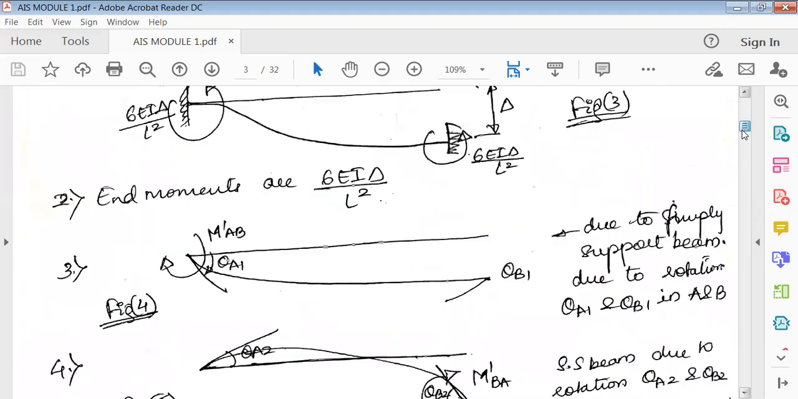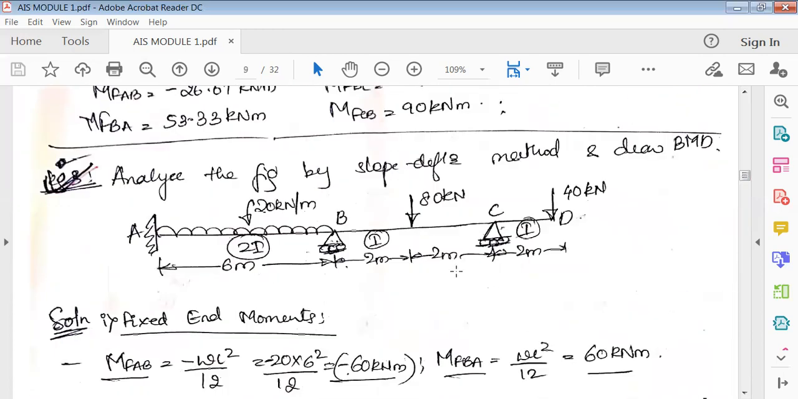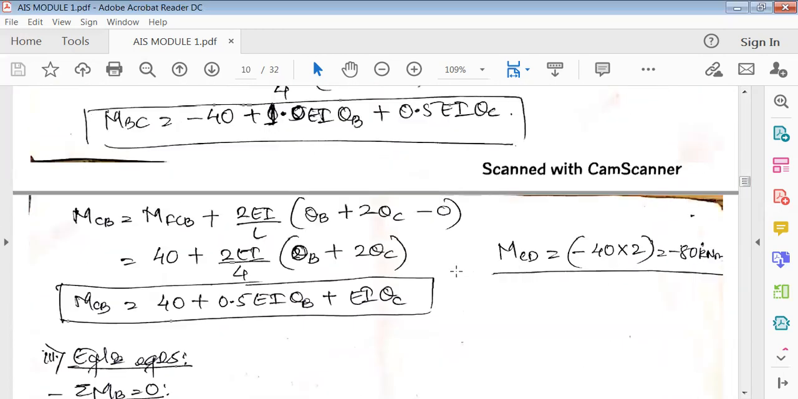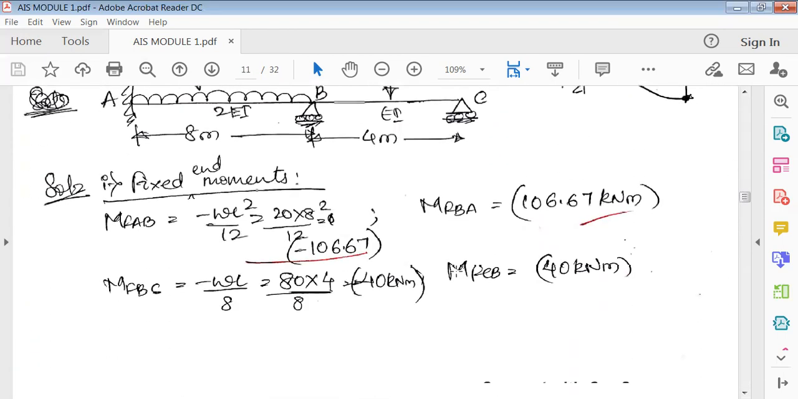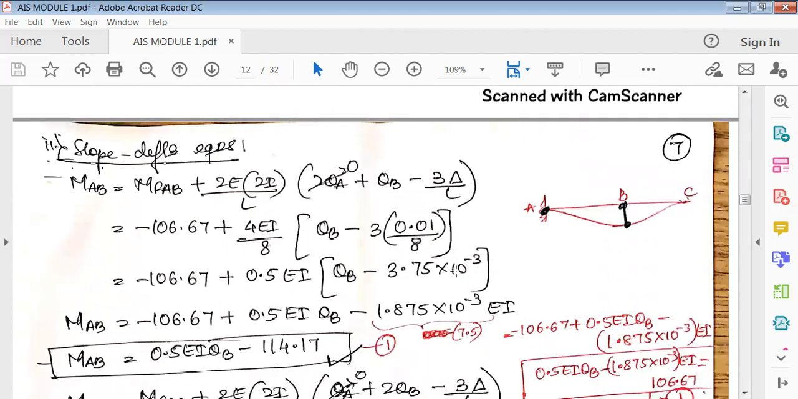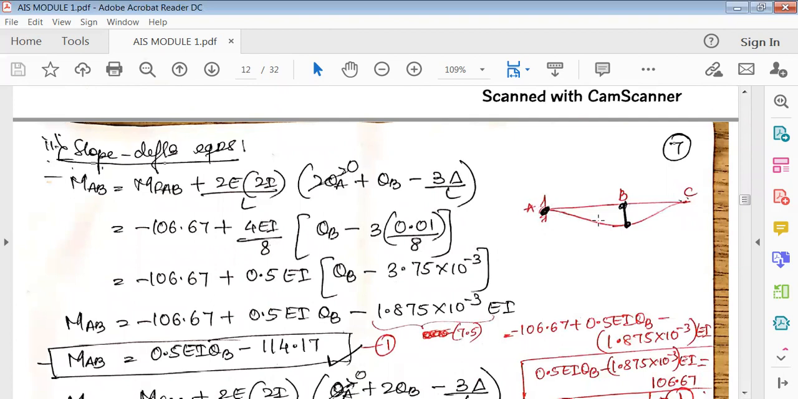Okay. All right. So with this, let us apply the same logic here. First MFAB, we already know this. Now when you consider this, B is sinking, right? B is sinking by 10 mm. Now consider only the left part of this. So the left part of B is BA or AB.